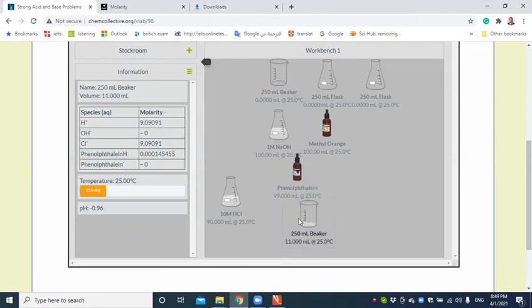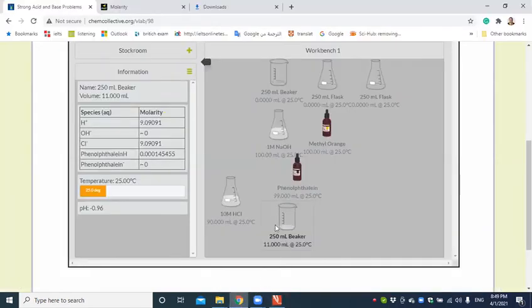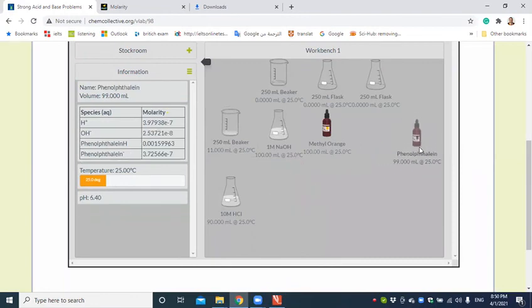As we see here, the color is colorless, as we said before. Look here, the phenolphthalein is colorless. So that means this acid solution, done. We finish the acid solution with phenolphthalein.